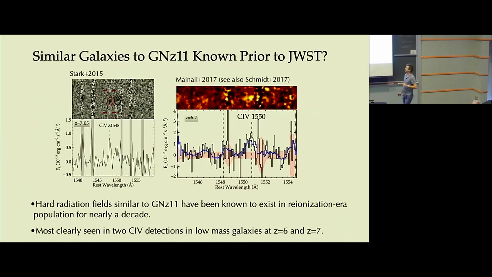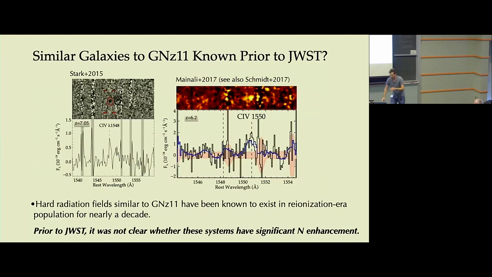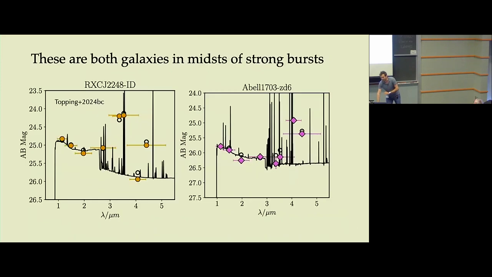A natural place to start is objects that have the same hard radiation fields that GN-z11 does, and two such objects have been known to exist at redshifts above 6 for nearly a decade now. These are these two carbon-4 emitters shown here. These are lensed low-mass galaxies at redshift 6 and 7. Prior to JWST, it was not clear whether these systems had significant nitrogen enhancements, nor was it clear what ionizing sources were powering the hard radiation fields. Both of these systems have been observed with JWST.